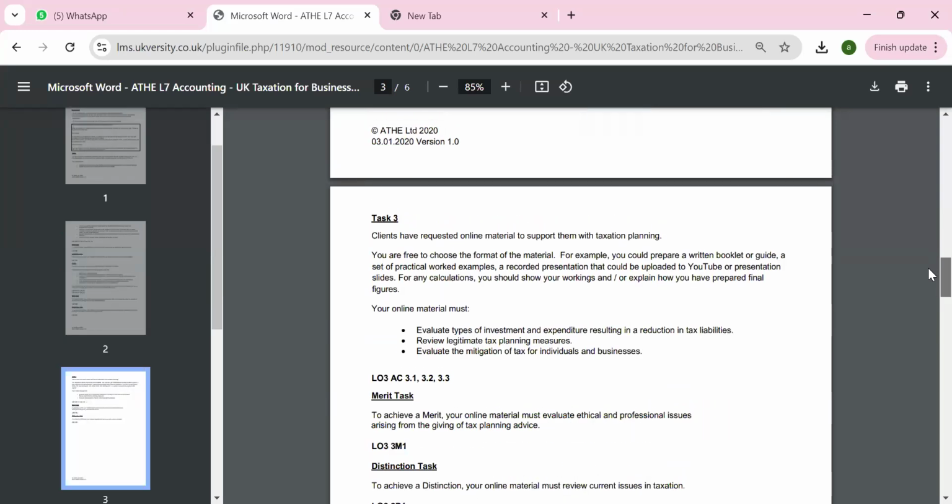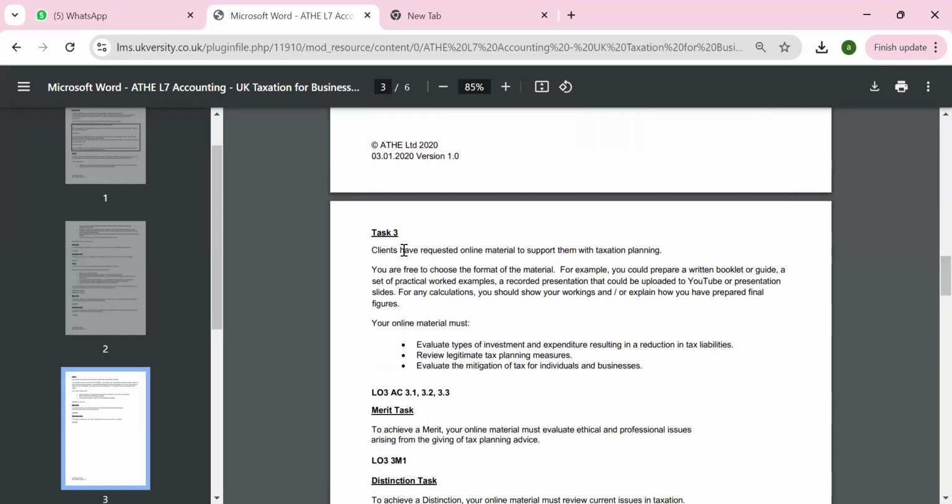Okay, then we can look around task 3. Task 3 is that the client requires online material to support them with tax planning. You are free to choose the format of the material, either a booklet form or a presentation form, as you want. So you can show your working and some calculations, evaluating the type of investment and expenditure relating to reduction of the tax liability. So we had capital allowances and others, corporation tax, tax planning. Tax planning is the legal way, and we can look around mitigation of tax for individuals and businesses.